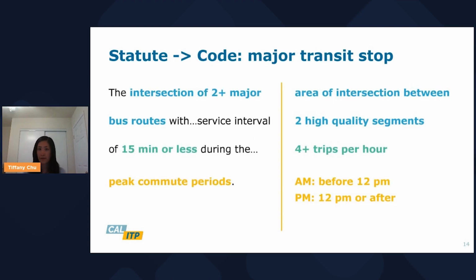So the next concept we bring in is, well, what's a major transit stop? What I will skip today is the fact that rail, ferry, bus rapid transit is also part of this definition. But I'll focus on the most geospatially complex, which is where there is an intersection of 2 or more major bus routes with at least 15-minute frequency during peak hours.